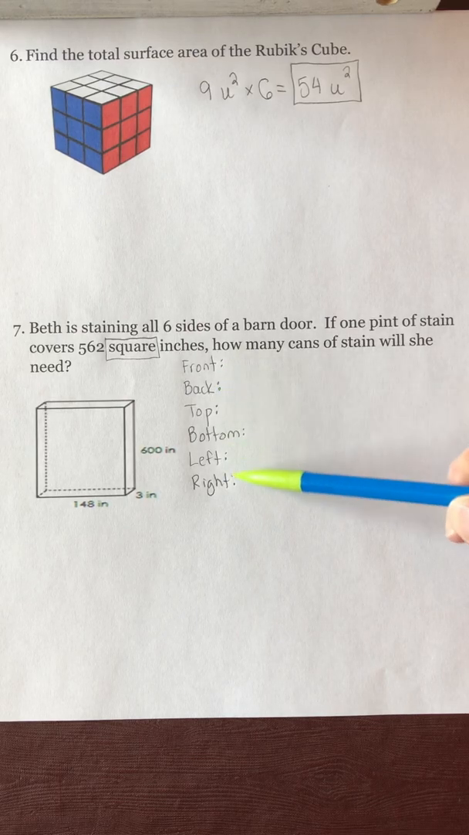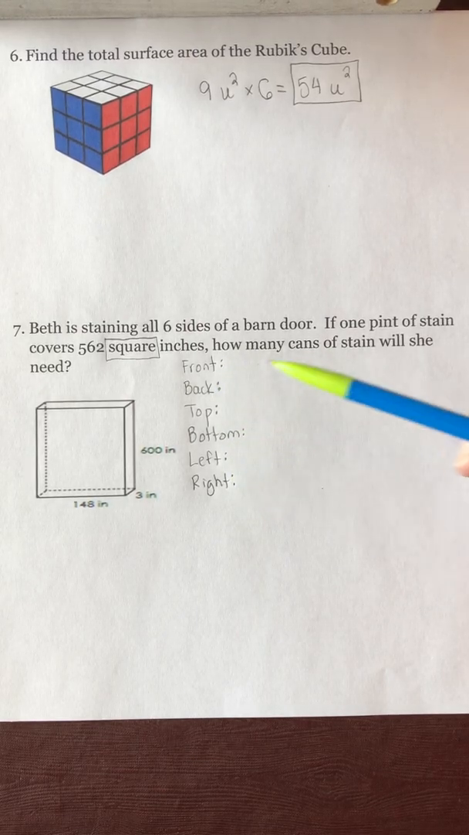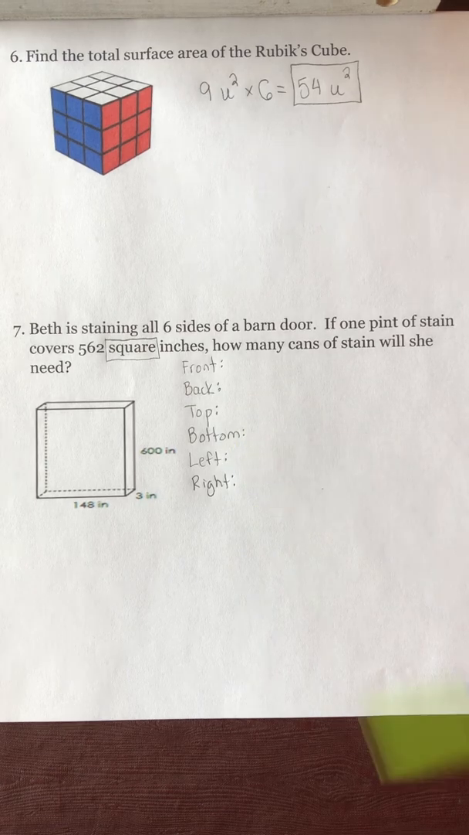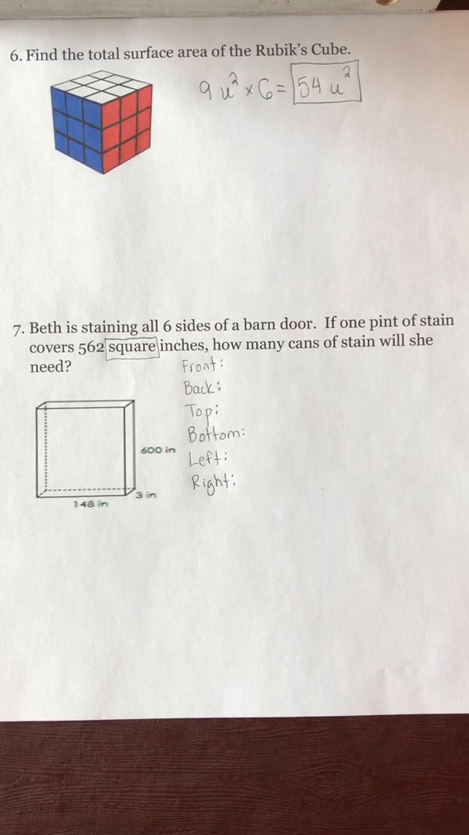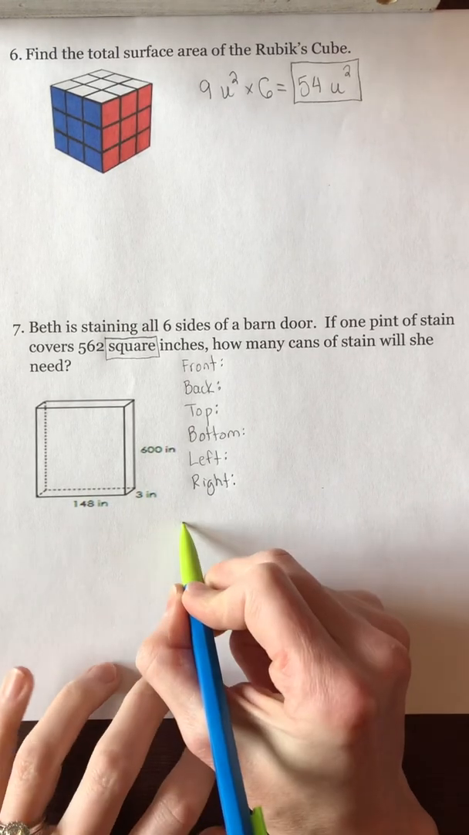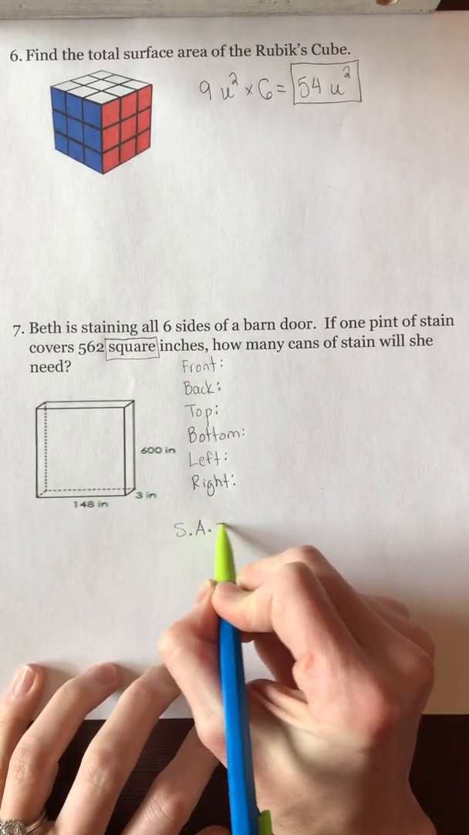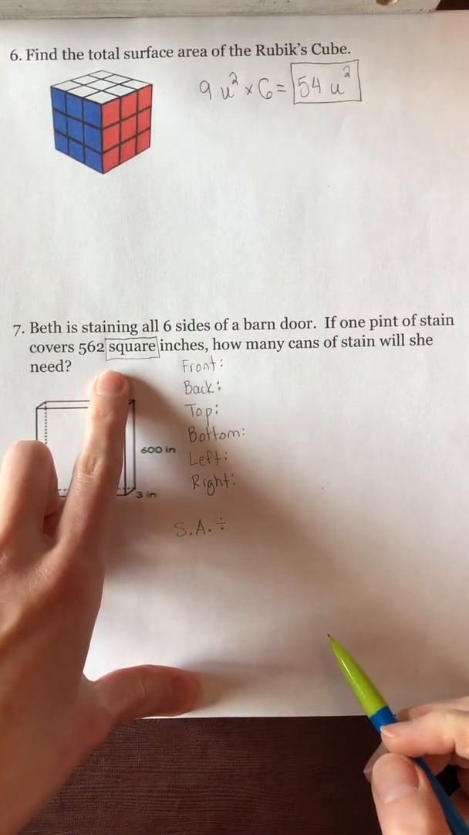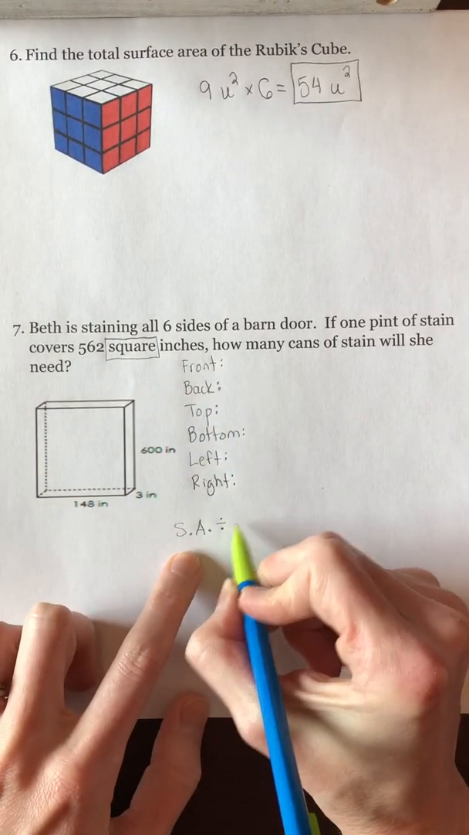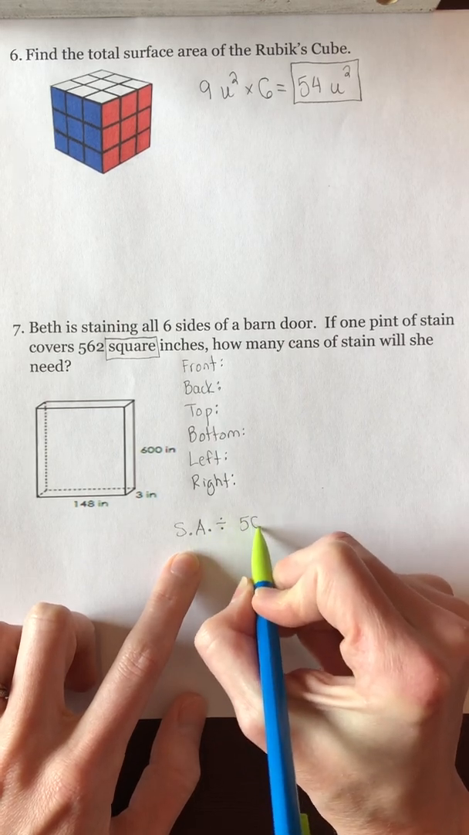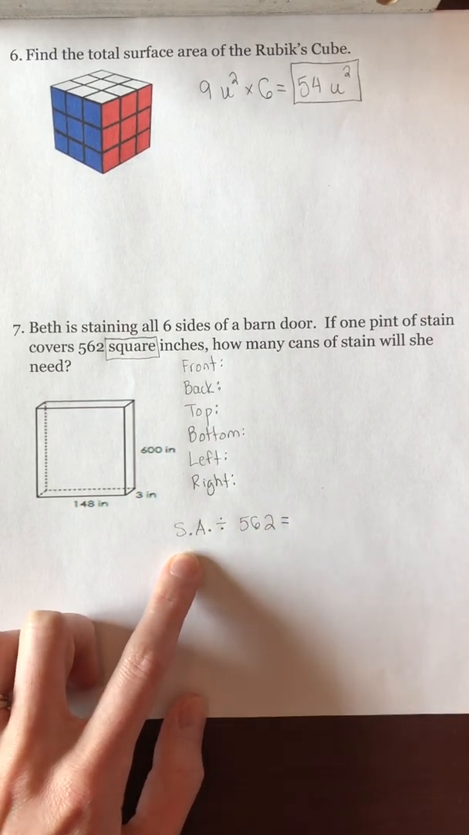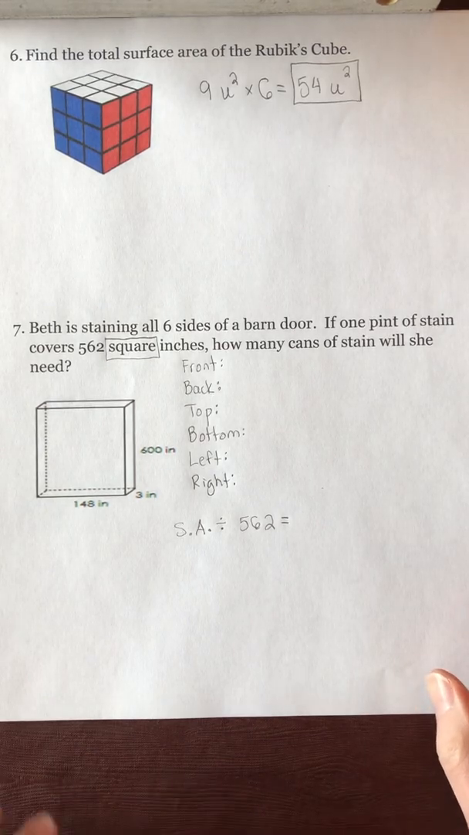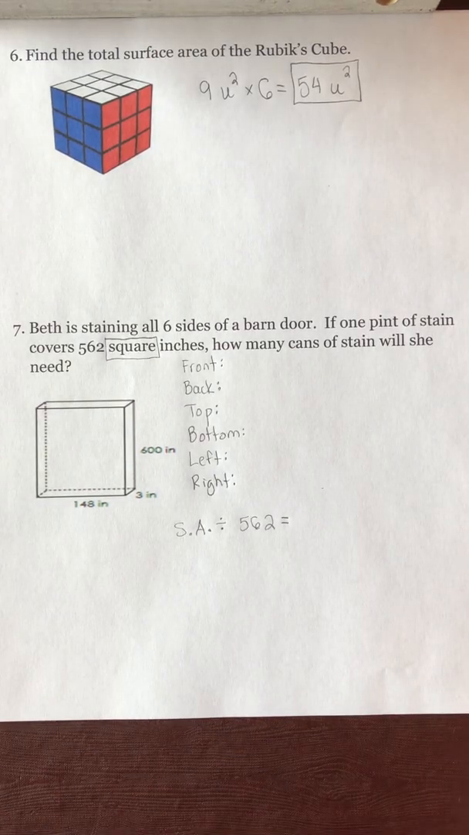I've gone ahead and set up kind of your format and your workspace there, front, back, top, bottom, left, right. Okay, this is similar to one of the previous questions we just did, where once you know the total surface area, you are going to divide that by the number of square inches that 1 pint of stain will cover. So you're going to do your surface area divided by 562 to get your final answer. So pause, try that one on your own, and then press play when you're ready to check.